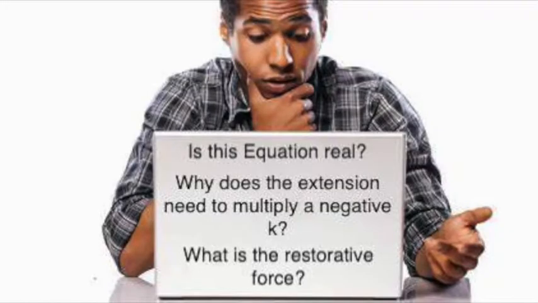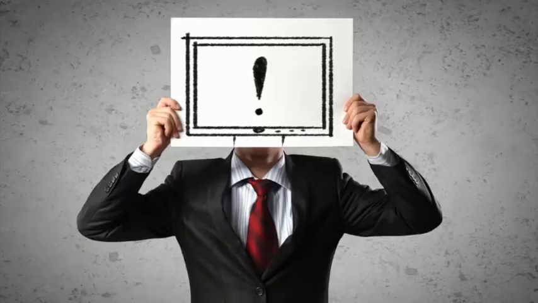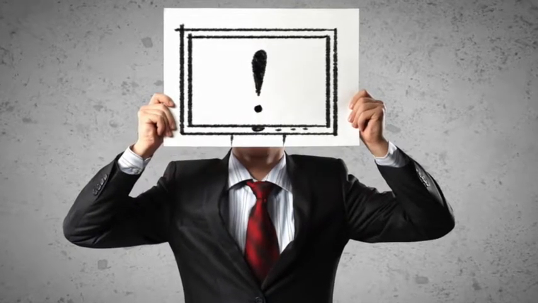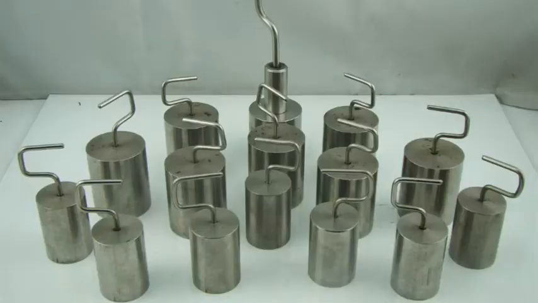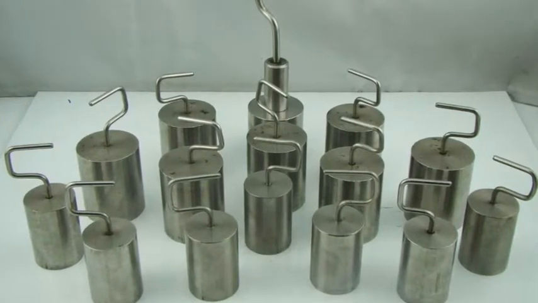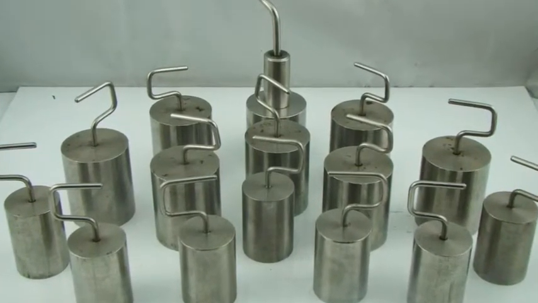So now you might be a little bit confused. Is this equation real? Why does the equation need to multiply by a negative k? And what is the restorative force? One thing I will need to clarify here is the F spring. It is the restorative force opposite to the pulling force that hanging weights exert on the spring. Here, I'm going to use one small experiment to help you understand this law better.